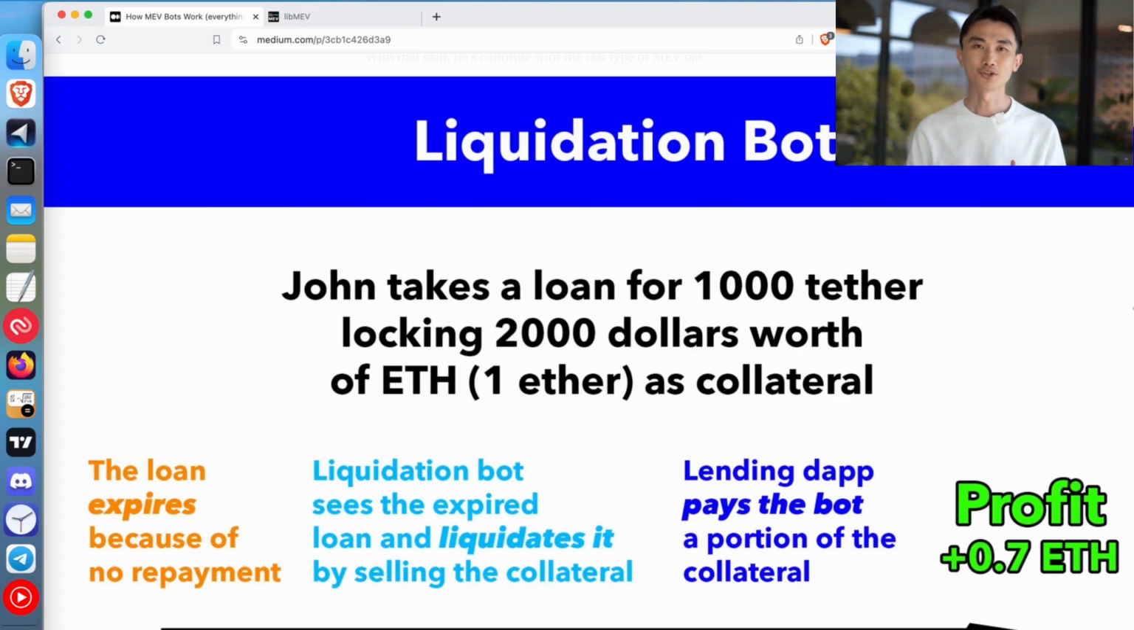I know it sounds confusing if you're not familiar with lending protocols. I encourage you to take a look at them. There are many of them. The most popular ones are Aave and Compound Finance, but it's a very straightforward functionality and not many people are doing it.